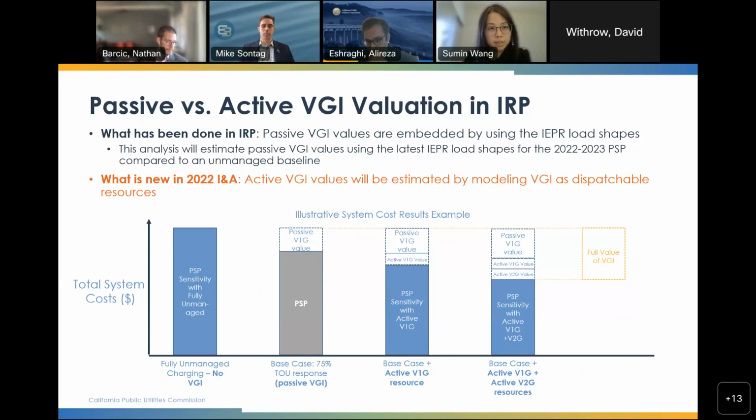But what is new in this analysis is that this time we will introduce this active VGI resource, and the active VGI value will be estimated by modeling them as dispatchable resources in RESOLVE. If you look at the diagram at the bottom, to estimate the passive and active VGI value, we are going to do a set of sensitivity analyses. If you compare the PSP case total system cost, which is the base case in gray, with another sensitivity that is run with the fully unmanaged charging load shapes, you can estimate the savings from the passive VGI due to the time of use rates. But if we do an additional run with the active VGI resources and compare it with the PSP, we can get the incremental active VGI value. And with the passive VGI and active VGI together, we can estimate the full value VGI can bring to the system. So if we can go to the next slide.